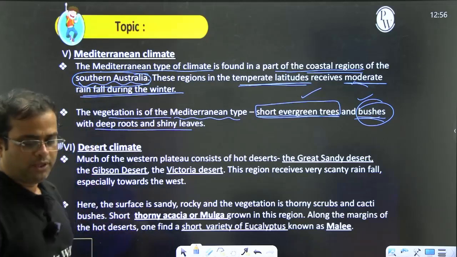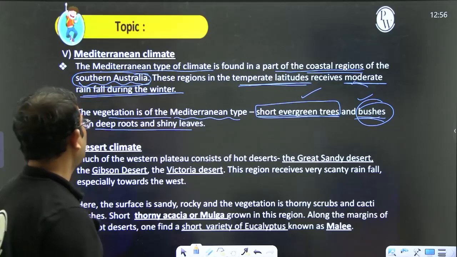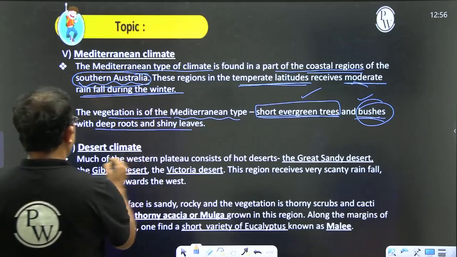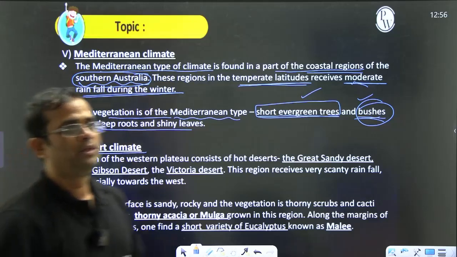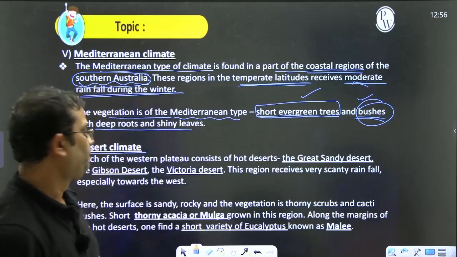Okay. Next, we will see the desert climate. Basically, the desert climate.